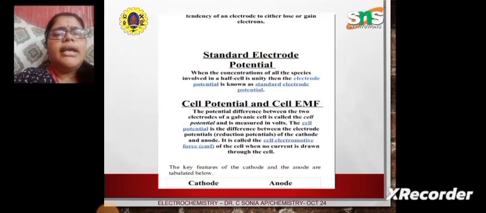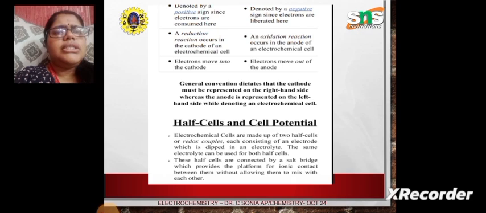Cathode and anode. It is called the cell electromotive force, that is EMF, of the cell when no current is drawn through the cell. Okay, now we'll see about the key features of the cathode and anode. So cathode is denoted by a positive sign since electrons are consumed over here. This is in the case of the galvanic cell. The anode is denoted by a negative sign since electrons are liberated here.